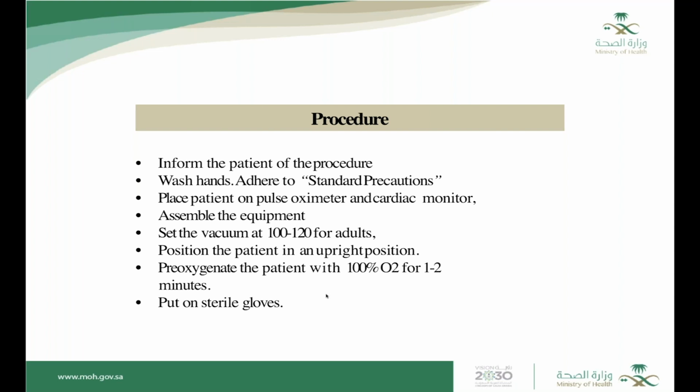Wash your hands, adhere to standard precautions, place the patient on a pulse oximeter because they may deteriorate very quickly. Set the vacuum at 100 to 120 for adults. I will talk about this one in a bit. And position the patient upright. Pre-oxygenate the patient with 100% O2 for 1 to 2 minutes. Put on sterile gloves.